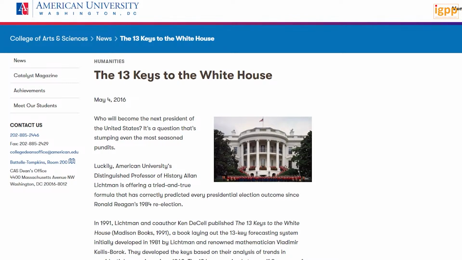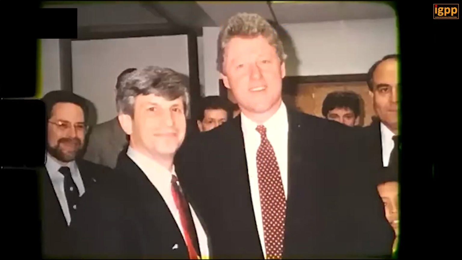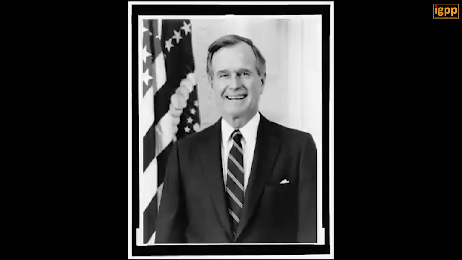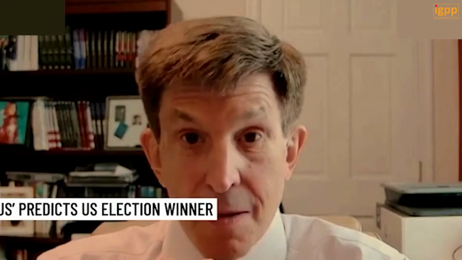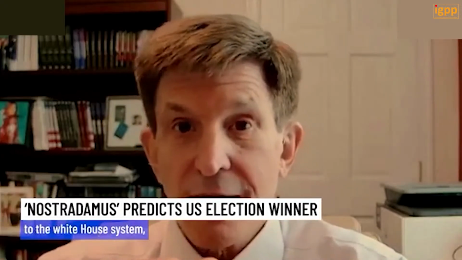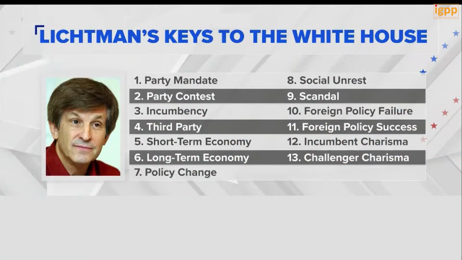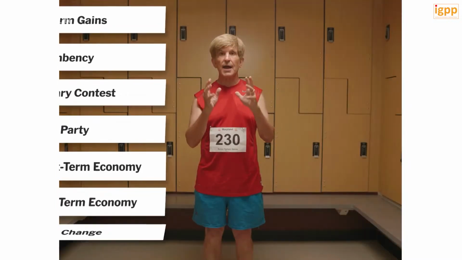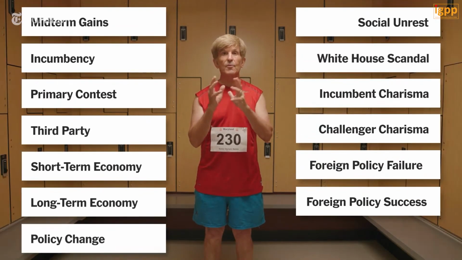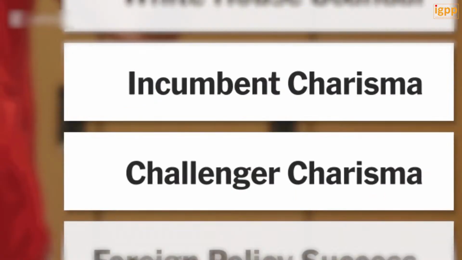Allan Lichtman, a historian and professor at American University, developed the Keys to the White House model, which has gained significant attention for its accuracy in predicting US presidential election. Known as the Nostradamus of US presidential election, his Keys to the White House model provides a systematic method to analyze electoral outcomes by assessing 13 true or false statements or keys based on historical patterns, political realities, and broader political conditions.